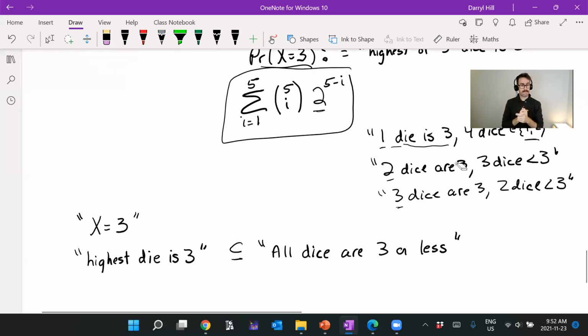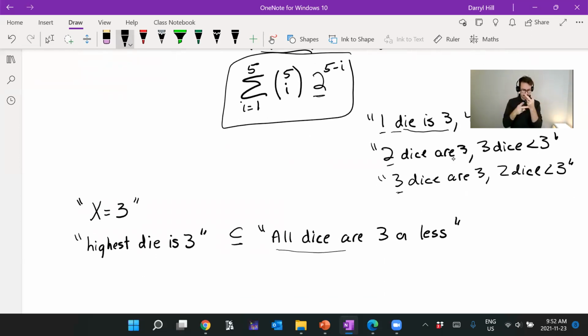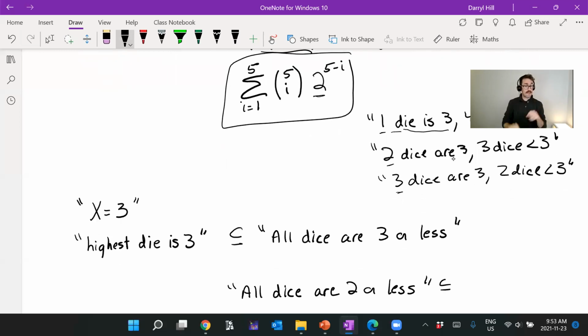So now I want to find the subset of this where all dice are 3 or less, but at least one of them is a 3, right? So what I'm going to say is, I'm going to take the event that all dice are 2 or less, right? And I'll see that actually this is a subset of this as well. This is a subset of all dice are less than or equal to 3.